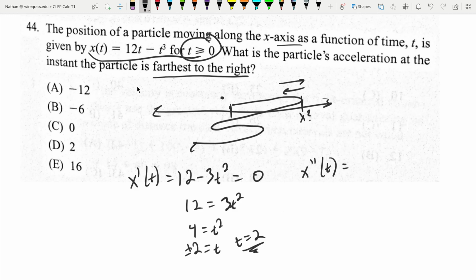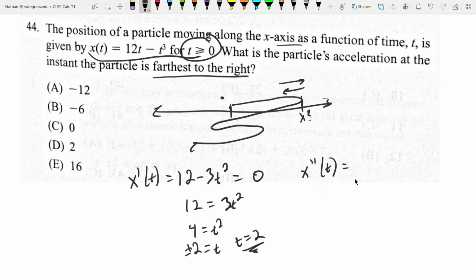If you plug 2 into our position, you get 24 minus 8. That's going to be 16. So we know it's actually in the positive. It is the farthest to the right. I guess you also should check 0, right? If you plug 0 into there, you get 0. So you know that the 0 point, the starting part of this interval, isn't the farthest to the right. 16 is the farthest to the right.